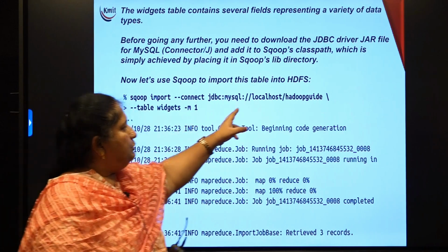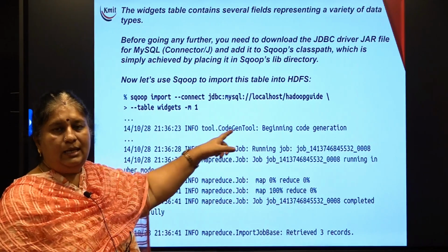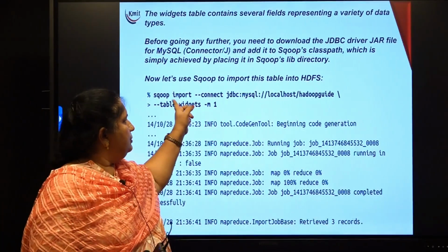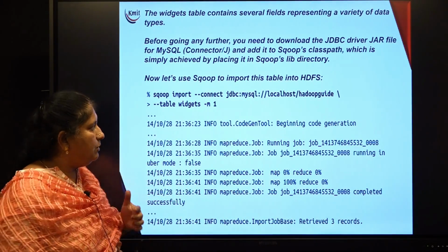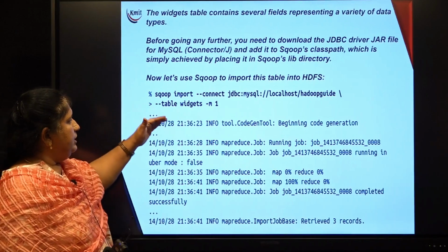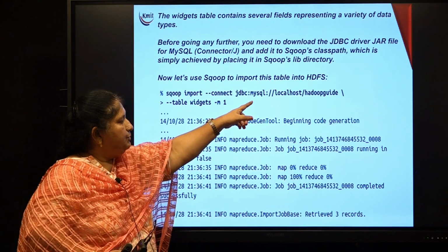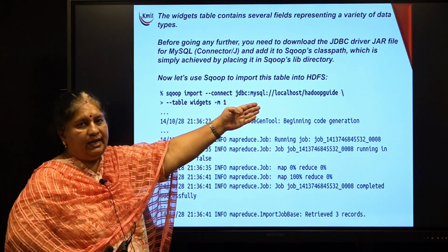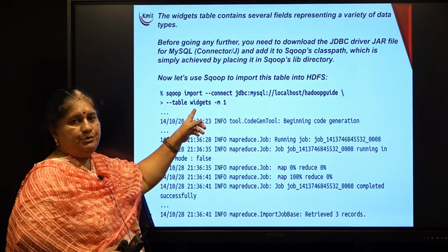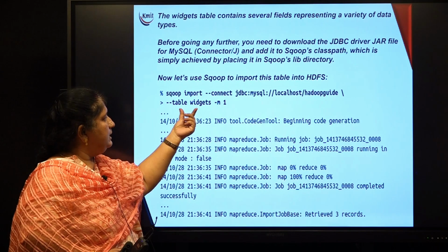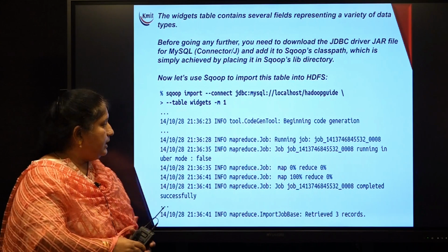After Hadoop guide, you are seeing a reverse slash, that is for continuing the line in the next line. So I am continuing this command in the next line, which is why you have the backslash. So what are we trying to do? Sqoop import, connect via JDBC to MySQL, under localhost what is the database name, whatever we have created. In that database, which table are we trying to connect to? Widgets. So from this table it will take the data and put it into HDFS.